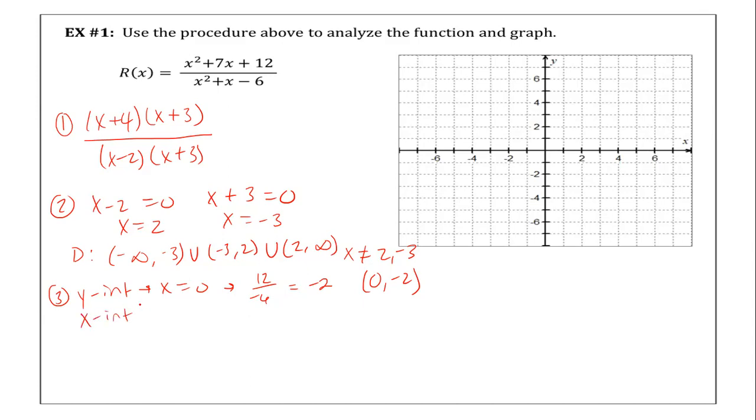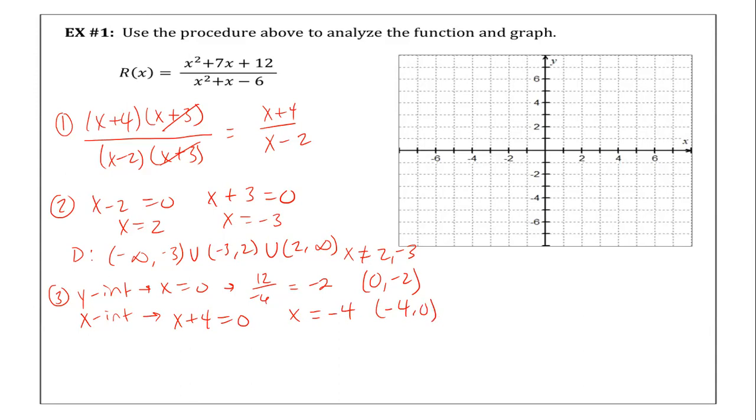Exactly. So when you do your x-intercept, notice that at this point I'm going to eliminate the common factor. When I simplified, this is gone, so I'm left with x plus 4 over x minus 2. To find your x-intercept, you set the simplified numerator equal to 0. So all we're doing is taking x plus 4 and setting it equal to 0. And what do we get? X equals -4. So my x-intercept is at -4, comma 0.